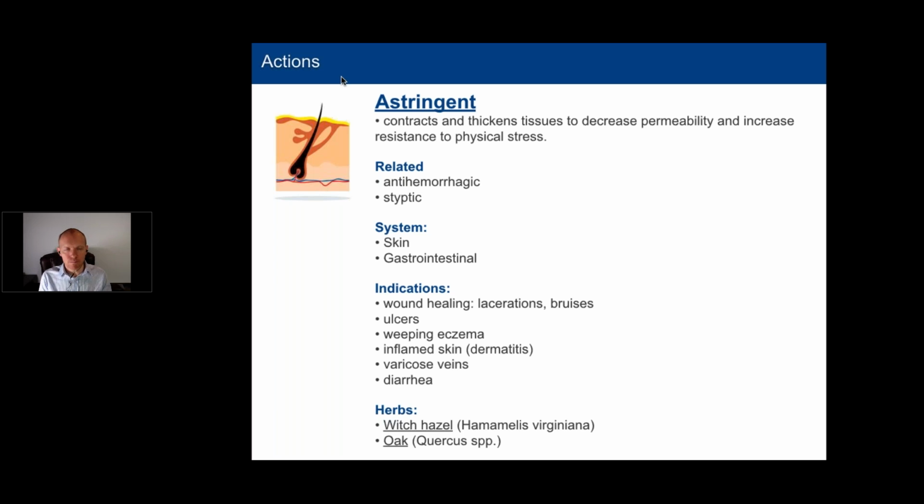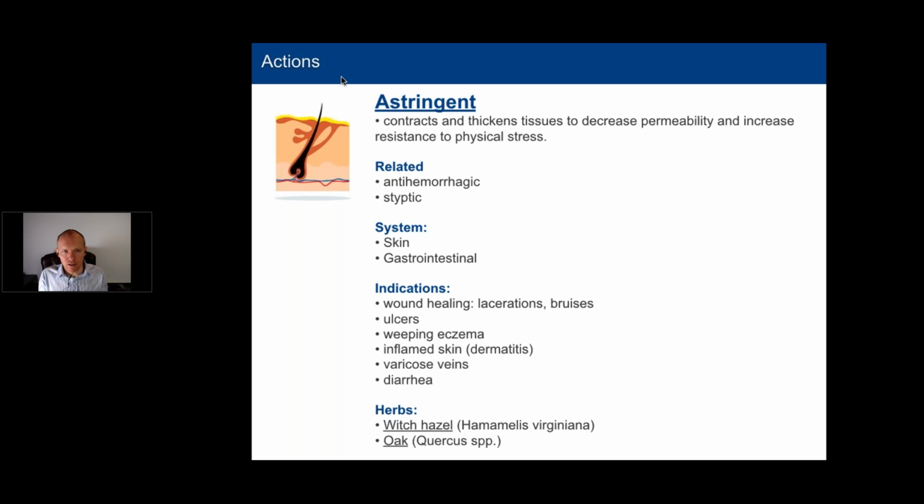The definition is that it basically causes a contraction of tissues and forms a cross-linking to those tissues, which decreases the permeability of fluids going in and out of those tissues and increases their resistance, making them stronger so they can withstand some kind of physical stress. If someone had a wound topically that didn't stop bleeding, you could apply an astringent herb topically to tighten up those tissues and stop bleeding. This is why it's related to terms like anti-hemorrhagic or styptic.